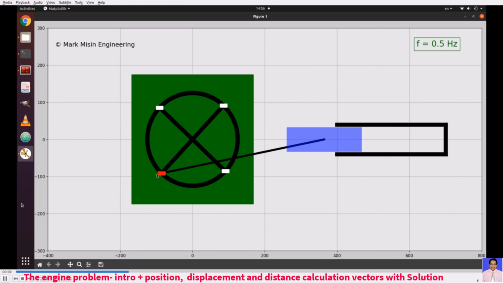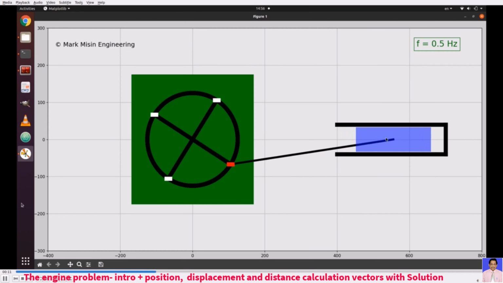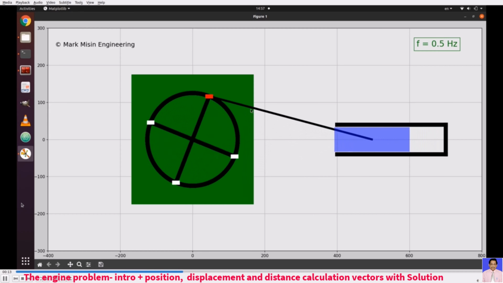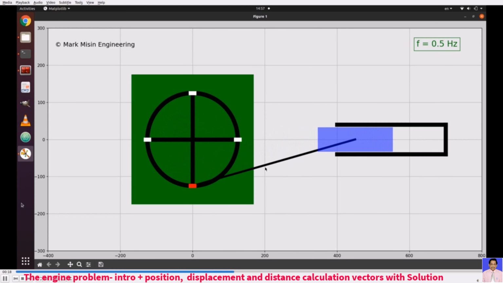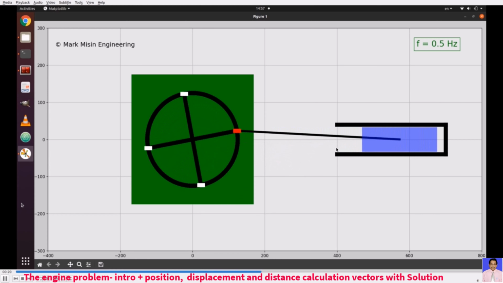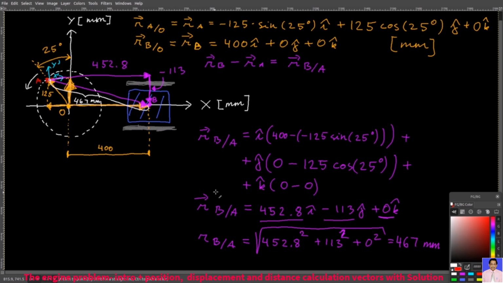So when you go from this red point to the middle of this piston, this connecting rod's length is 467 millimeters. And as you can see, it was very easy to find using these vector concepts.